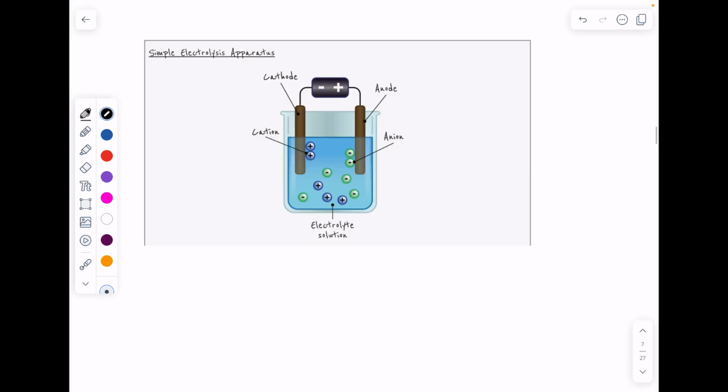So here's a really standard electrolysis apparatus. We have the electrolysis chamber, which contains our electrolyte solution. So that's our solution of ions, our positive and negative ions. As I've already said, the positive ions are cations, the negative ions are anions. You'll have 2 electrodes. Now those electrodes tend to be made out of something like platinum or graphite.